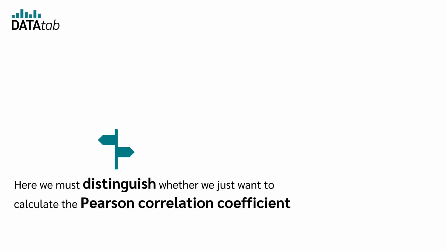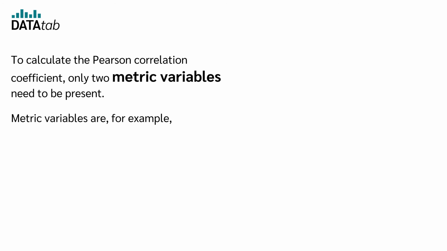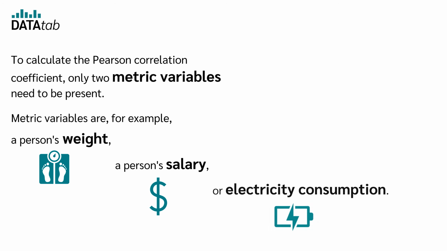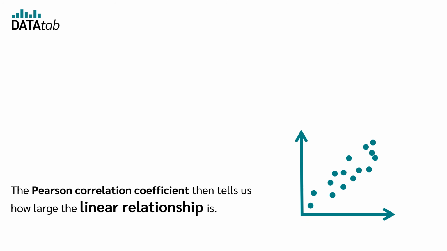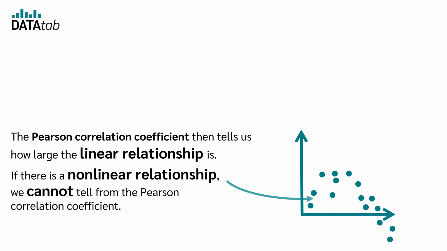But what about the assumptions for a Pearson correlation? Here we must distinguish whether we just want to calculate the Pearson correlation or whether we want to test a hypothesis. To calculate the Pearson correlation coefficient, only two metric variables need to be present. Metric variables are, for example, a person's weight, a person's salary, or electricity consumption. The Pearson correlation coefficient then tells us how large the linear relationship is. If there is a non-linear relationship, we cannot tell from the Pearson correlation coefficient.